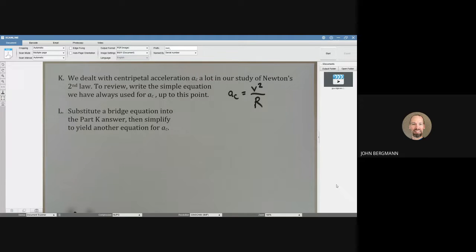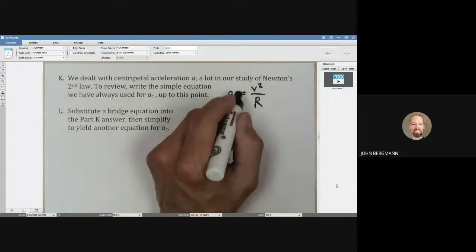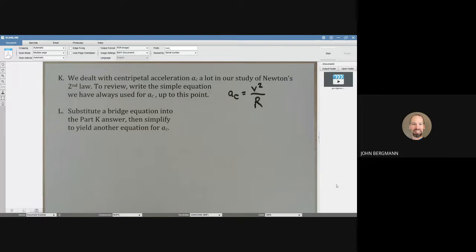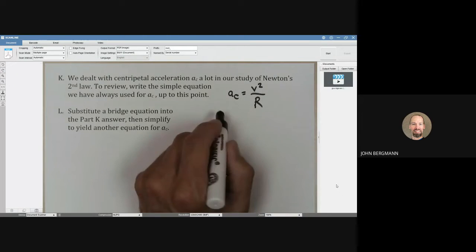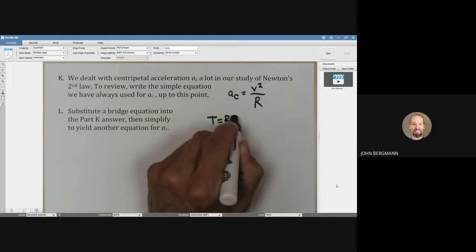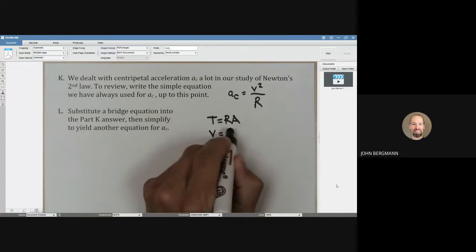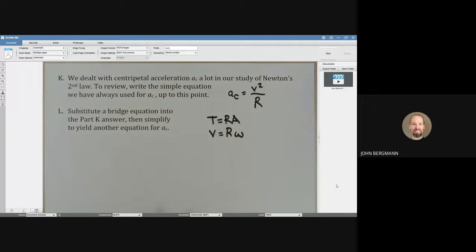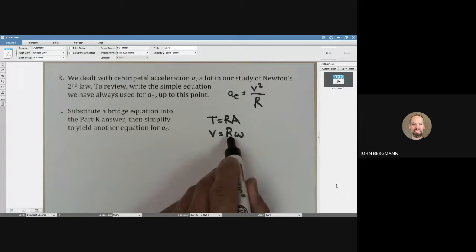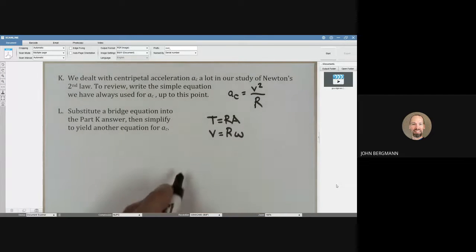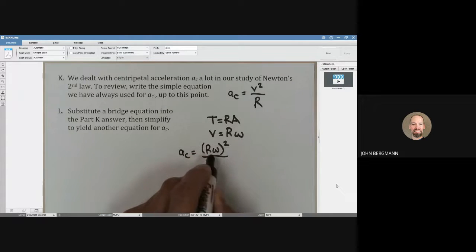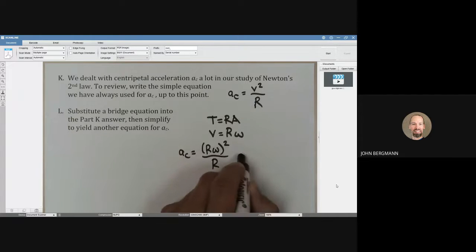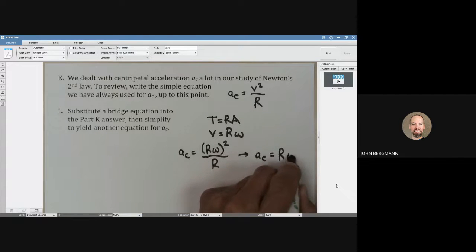Substitute a bridge equation into the part K answer and simplify to yield another equation for the centripetal acceleration. So we want centripetal acceleration, but now we want it in terms of angular things. And so not linear velocity, but angular velocity. And what do we remember? The tangential quantity is equal to r times the angular quantity. So I'm thinking that v is r times omega. So our centripetal acceleration is going to be (r omega) squared over r. And what does that simplify to? r omega squared.